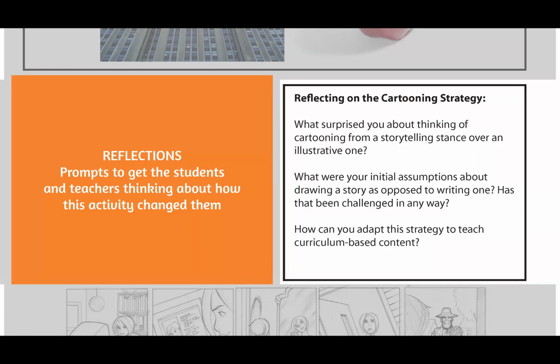And then finally, the last piece is reflections. These are prompts to get the students and the teachers and you, the teaching artist, thinking about how this activity changed them. I'm going to say this a lot of times today, and I honestly believe this: I don't think it's unreasonable to say that we are in the business of changing lives. If you are walking into a room to teach somebody something, in some way or another, you're hoping that they're different at the end of it. In other words, you're changing lives.